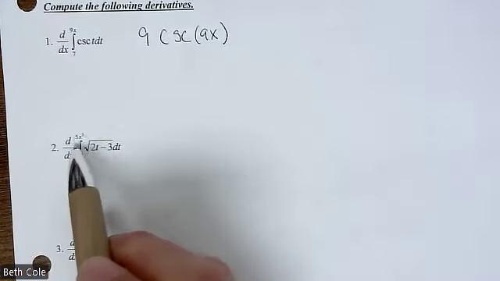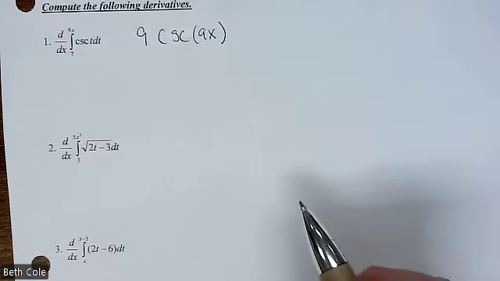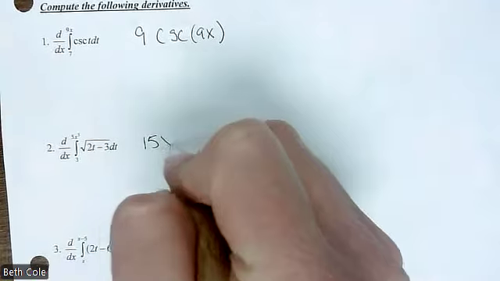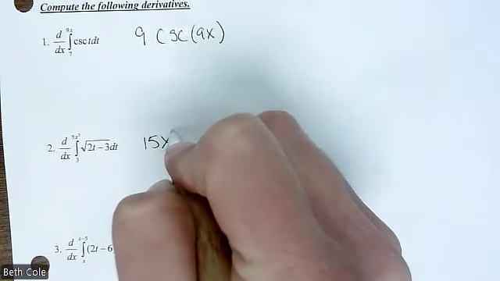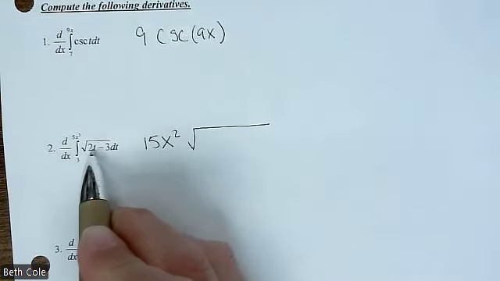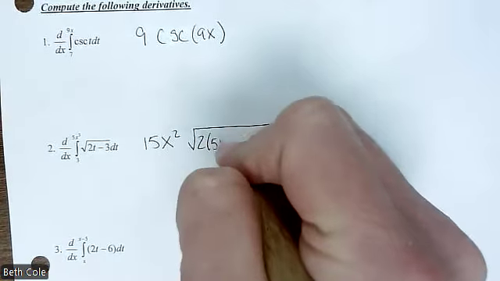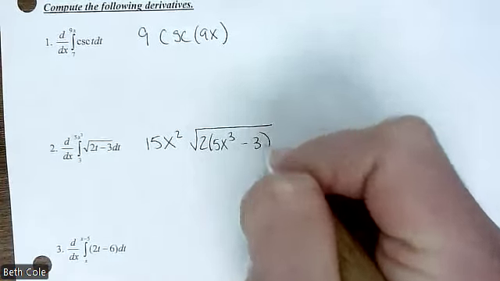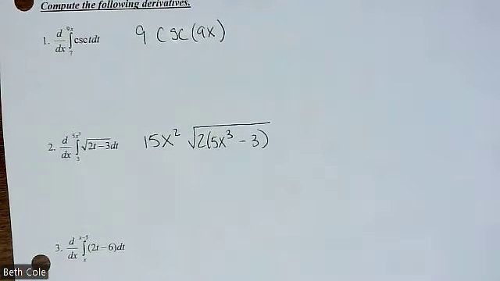We're going to chain on the derivative of 5x cubed, which would be what? Yep, 15x squared. Okay, good. And then you're going to just take that 5x cubed and plug it in for t. That's it. That's it, Miss Cole? Yep.